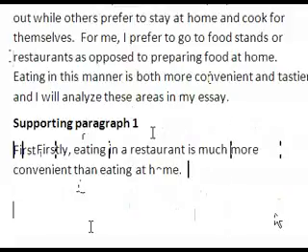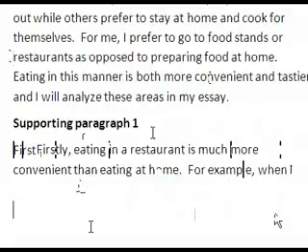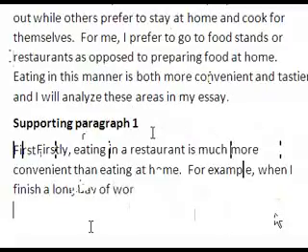Okay, and before I started this video, I thought of some examples that could support supporting paragraph 1 and supporting paragraph 2. As an example, for me, when I finish a long day at work, the last thing I want to do is cook a meal for myself. So it's just easier to go to a restaurant and eat a meal there. So I thought I'd use that as my example.